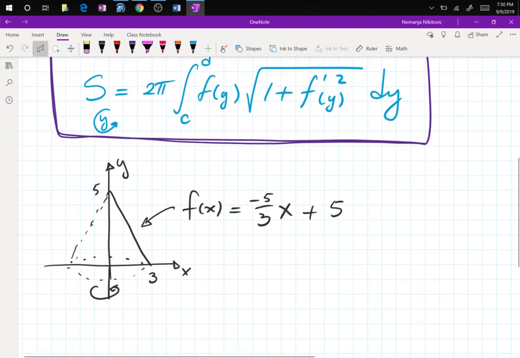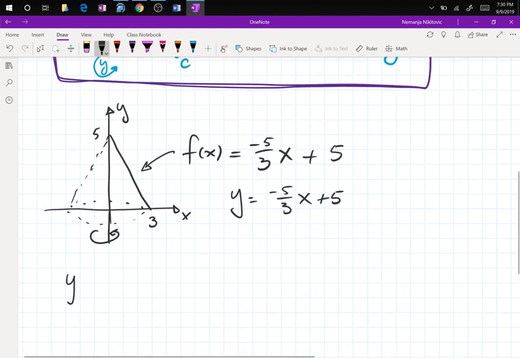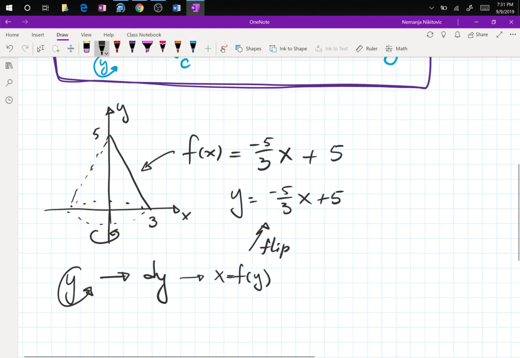So my formula here is y equals negative 5 over 3x plus 5, but I have a rotation on y, which means I need the dy for surface area. So if I need dy, then I need x equals f of y. And that is what triggers to flip this, because I have y as f of x, but I need x as f of y.